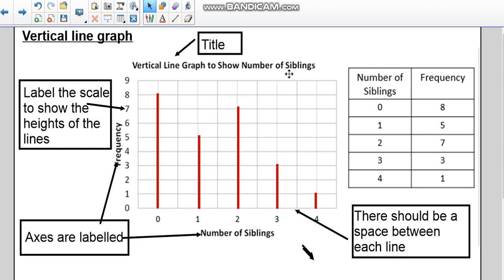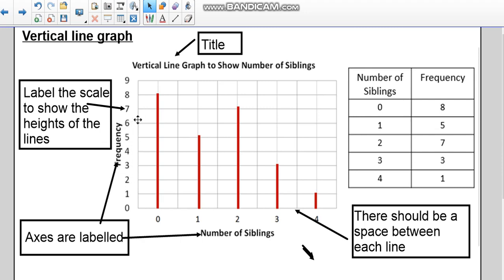We've then got a scale up the side. Now you have to be really careful when you're drawing your own scale. The scale is showing the heights of the lines. So each number must be on a line. When I go up 1 block, I know that in this case that's worth 1 person. If I go up another block, I know that's worth 2 people. So these numbers must line up with the lines.